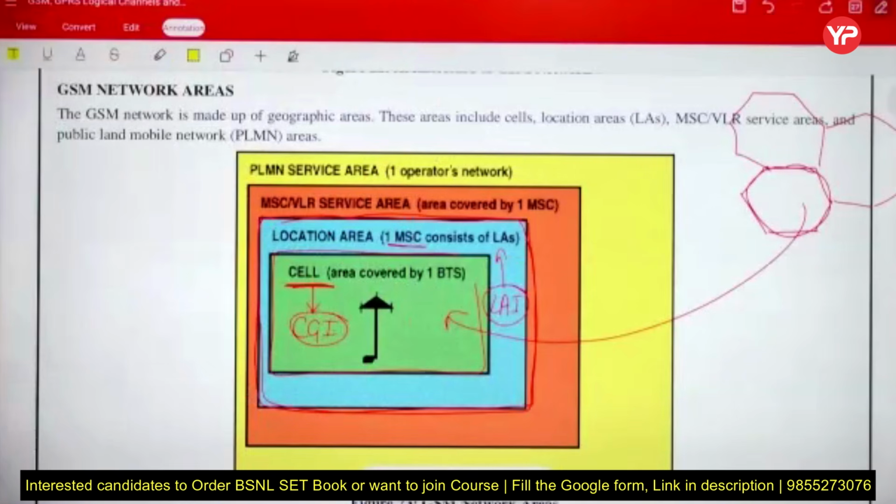BSCs means cells. Inside that one there are several BSCs, right?